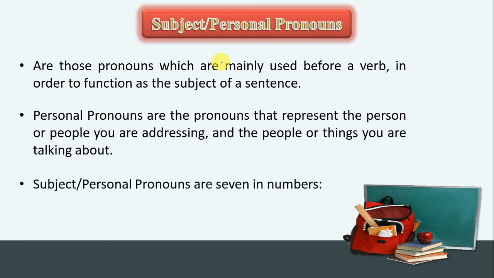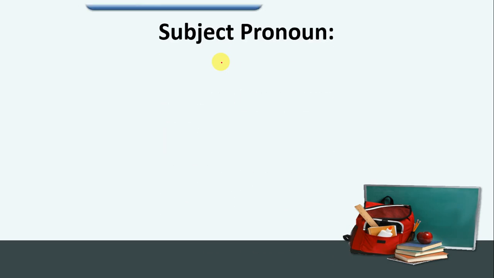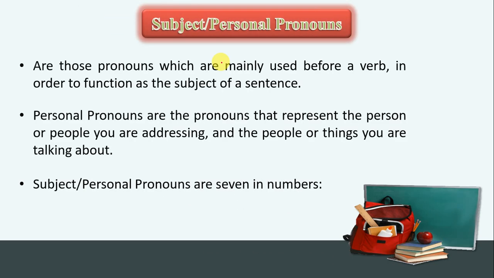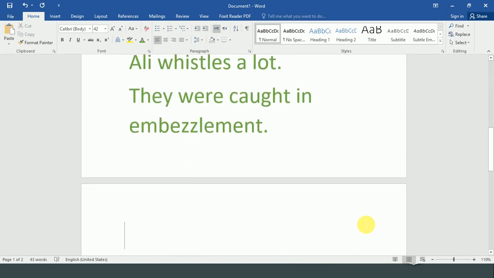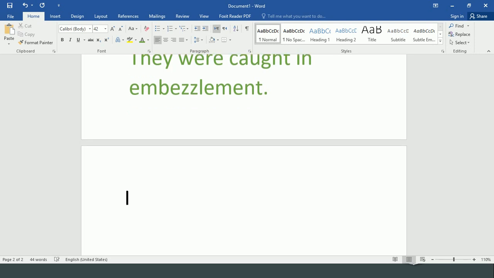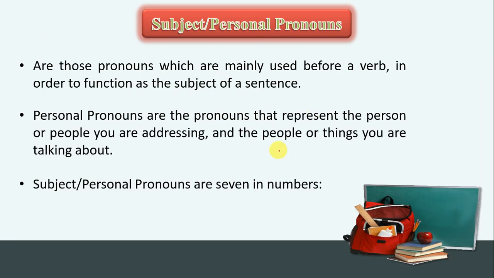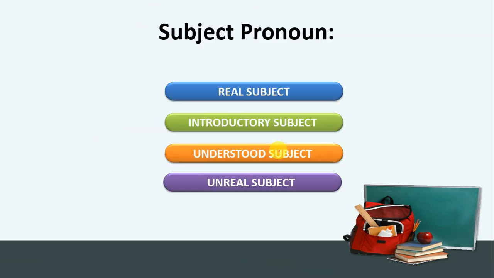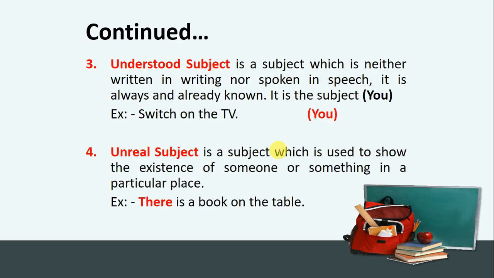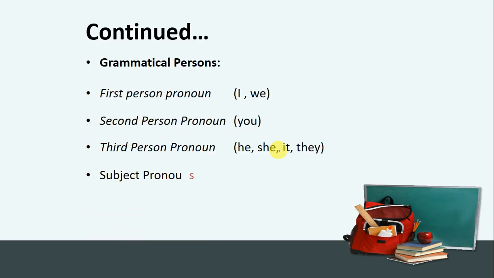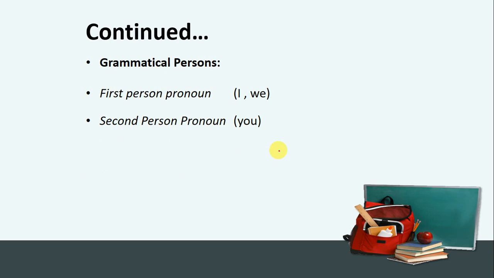So subject pronouns are seven in number. We have 7 subject pronouns. How many subject pronouns? Not types, actually numbers. So first, for first person we have I, for second person we have you, right? And they are divided into 3 grammatical persons. So grammatical person subject pronouns.